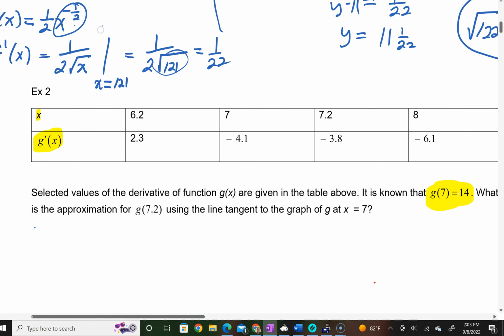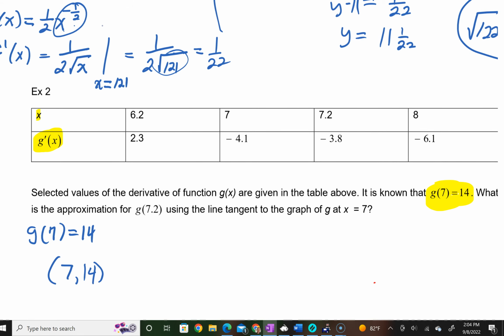Guys, very importantly, as soon as you read g of 7 equals 14, that is a point. It's g of x normally, so whatever's inside those parentheses, that's an x value. You could call that your x1. Here's your 14. We could call that a y1. So I have a point. And wow, I've got all these derivatives. Derivatives, of course, are slopes of tangent lines, aren't they?